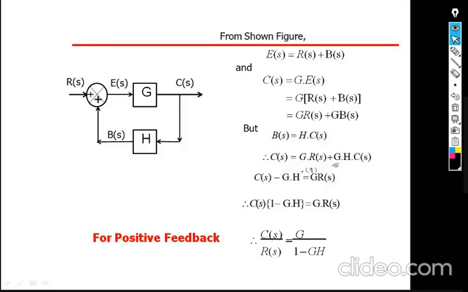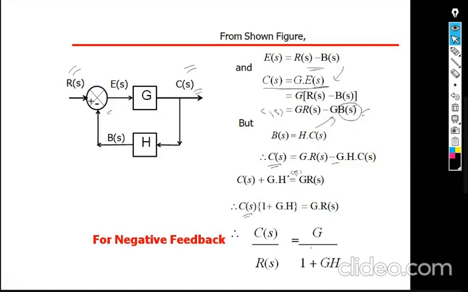So finally, for eliminating a feedback loop, if you want to write it in a single block with positive feedback, here is C, here is R, you will get G by 1 minus GH. Remember this one. And if you are having negative feedback here, then you will get plus. Remember that one. Okay, here is the end of rule number 3.